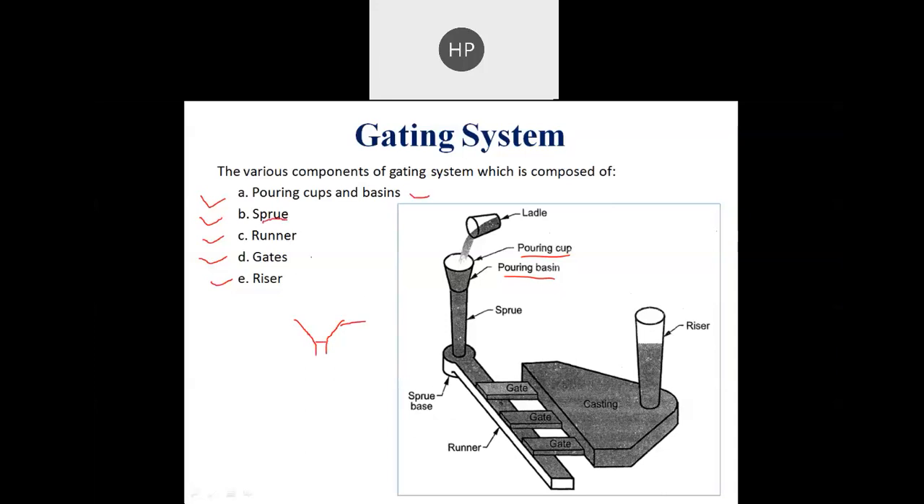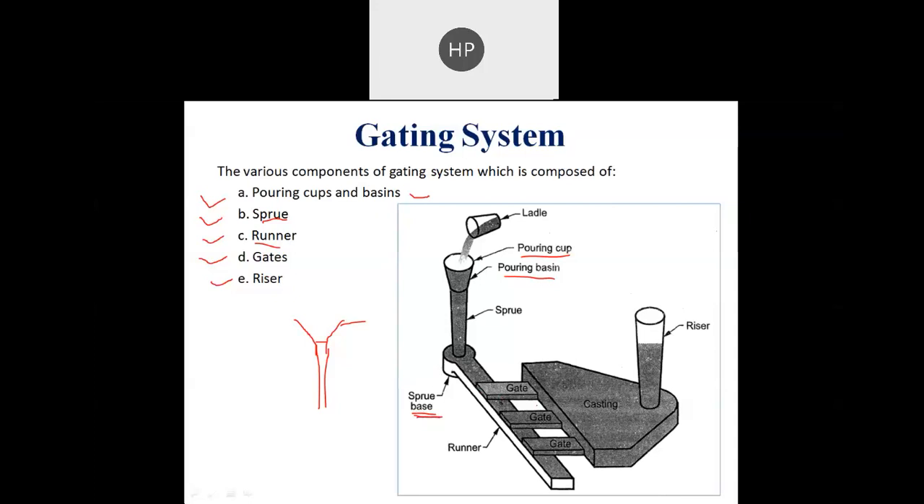Then second is the sprue. This whole straight vertical channel. Okay, it is not straight but it is a vertical channel like this. So this one is a sprue. Then this horizontal channel is known as a runner. And when this sprue and this runner meet with each other, there we have a sprue base. Okay, at the bottom we have a sprue base.